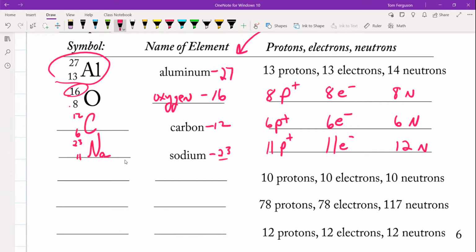But we could also have a sodium 22, sodium 24. The only difference is neutrons, not protons or electrons. Are you starting to see how this is kind of falling into place?